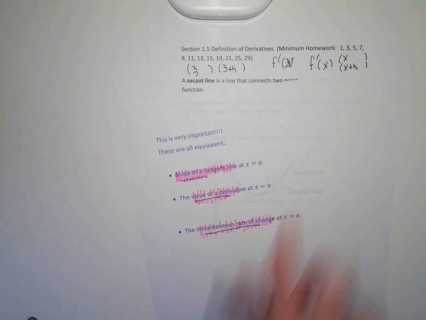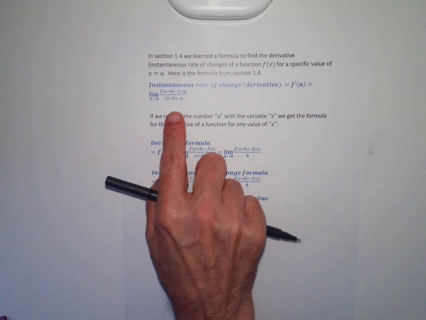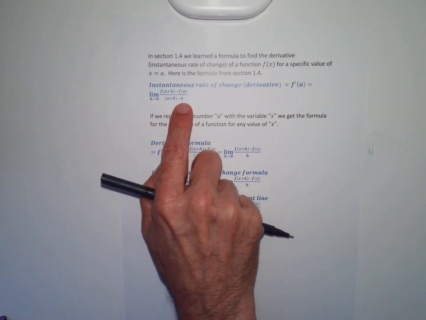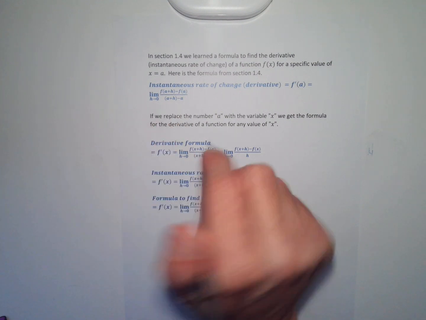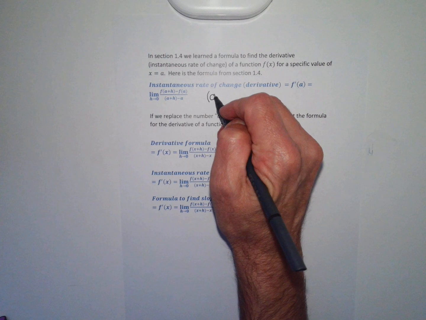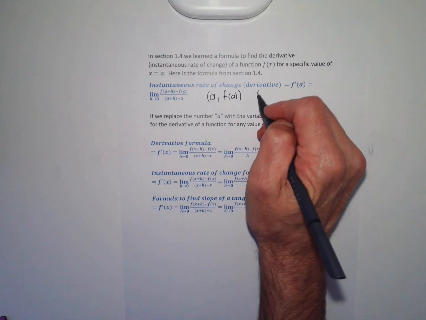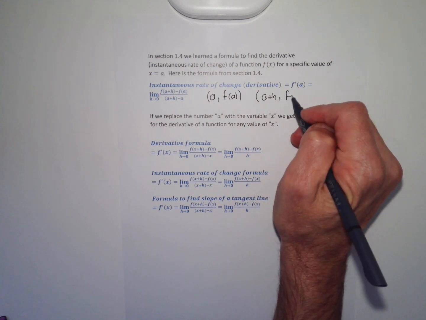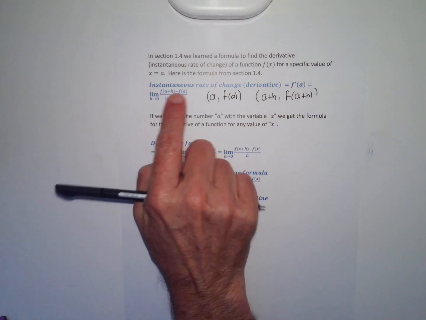In the last section, in section 1.4, we had the slope formula for instantaneous rate of change. We found 2 points. One point had an x coordinate of a, the other point had an x coordinate of a plus h. We found the y coordinate of each point. And then we found the instantaneous rate of change for that value of x by doing y2 minus y1 over x2 minus x1.